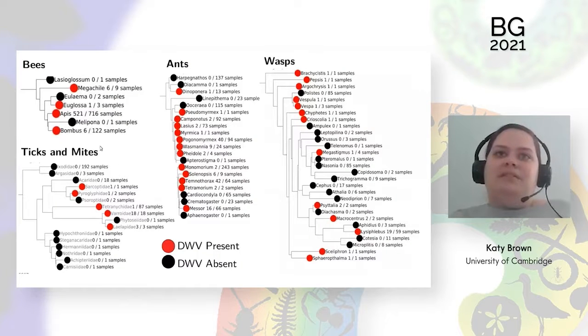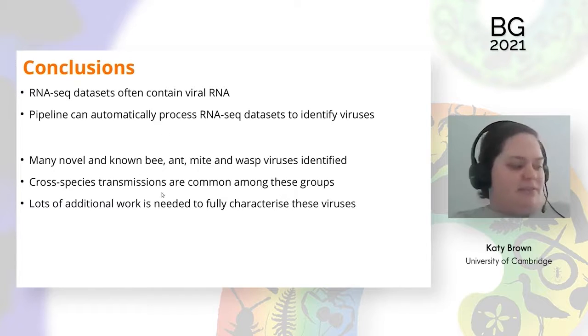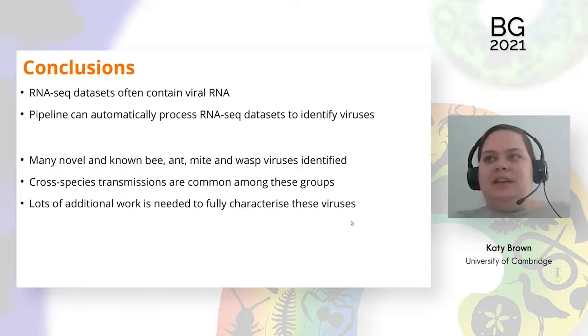And if we then look at the host, these are host phylogenetic trees where the red dots are the species where we found DWV, and it's really widespread across the phylogeny of all these different species. So just to conclude, RNA-seq datasets often contain viral RNA, and my pipeline can process them to identify viruses. We've found many novel and known viruses in these species. Cross-species transmissions appear to be common, but there's a huge amount of additional work left to do to fully characterize everything.